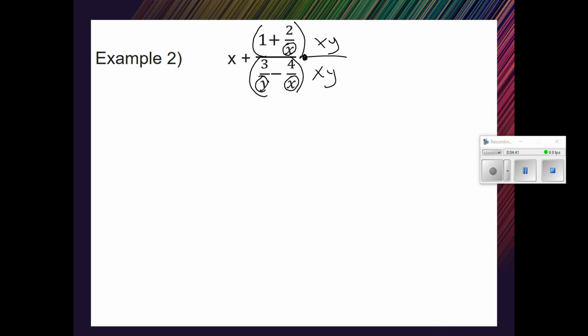Okay, but you're only going to do this to the fraction. You're not going to do this to the x that's over here by itself. So I'm just going to bring this x down for right now, and we're just going to concentrate on simplifying the fraction. So when I multiply xy times 1, I have xy. And when I multiply xy to this, the x's are going to cancel, and so I'm just left with plus 2y.